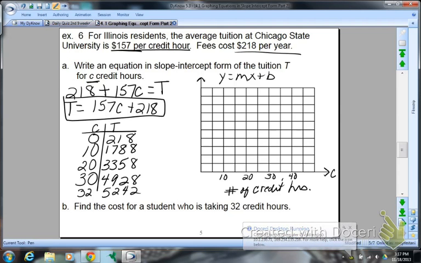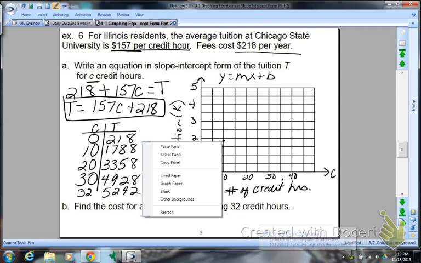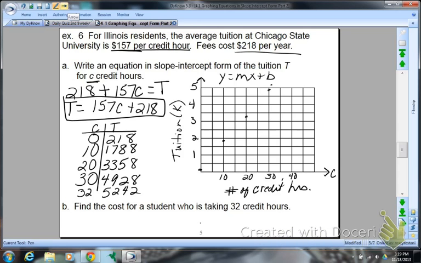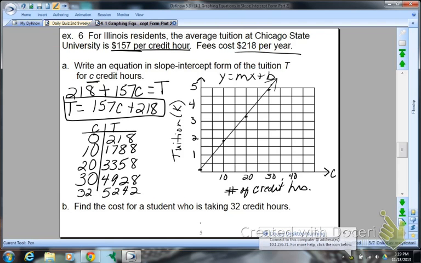So what do you think we need to count our vertical axis by? Okay, so let's plot the points. 0, 218 is right down here. 10, 1,788. So extend your line. For 32 hours, it's going to cost $5,242 for tuition.